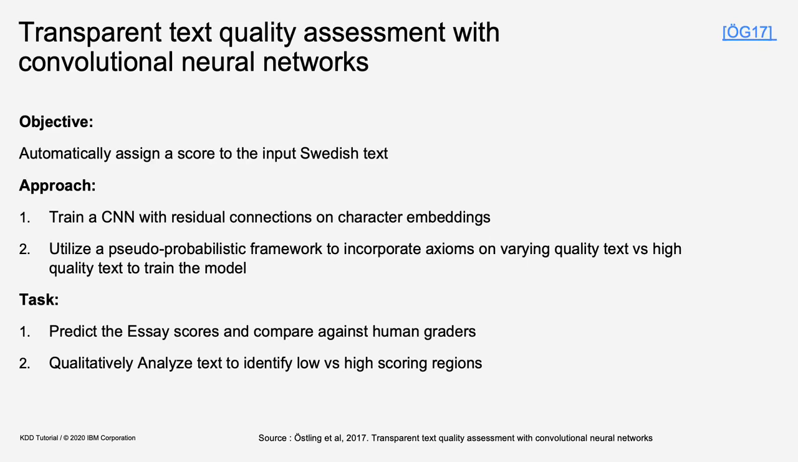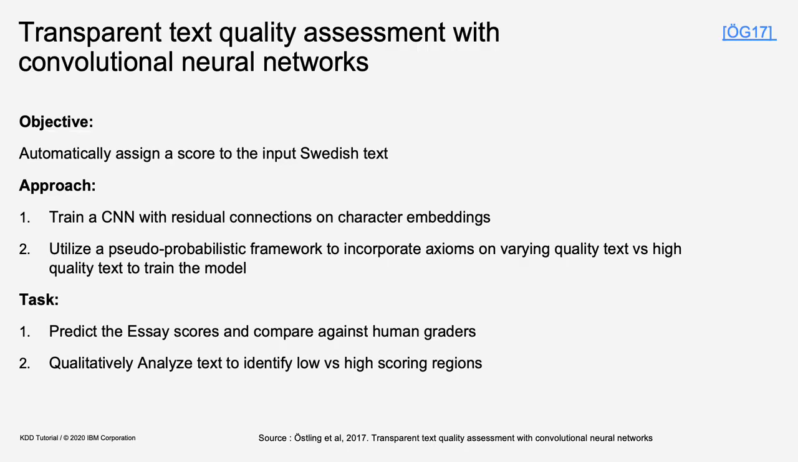The next paper that we have for generic text quality approaches is titled Transparent Text Quality Assessment with Convolutional Neural Networks by Östling et al. In this paper, the objective is to automatically assign a score to each input text. Unlike the previous paper, they do not depend on a standard marking scale.